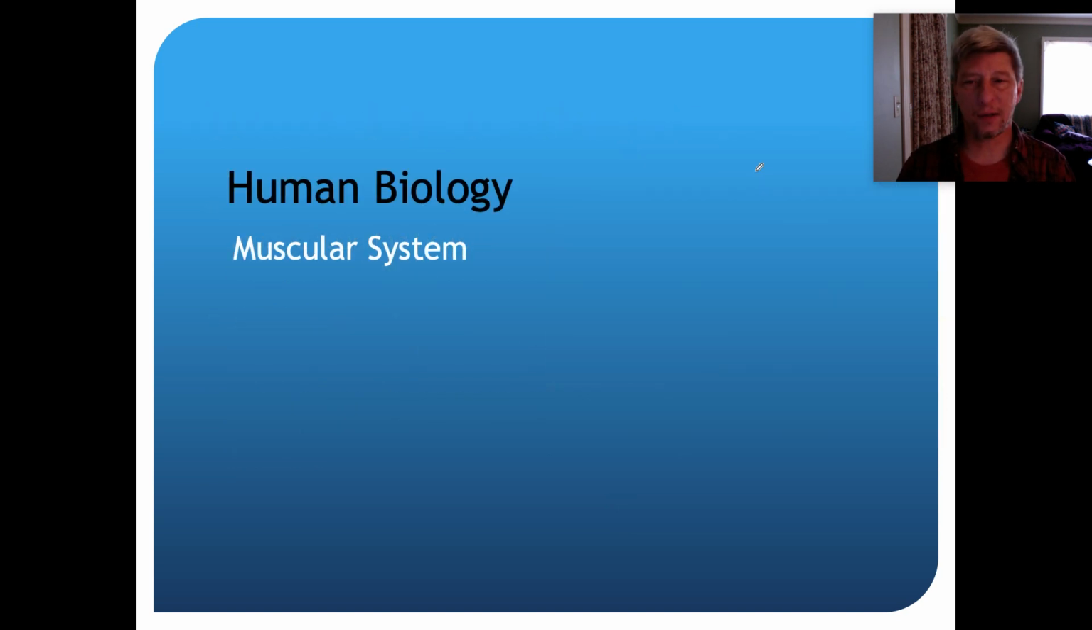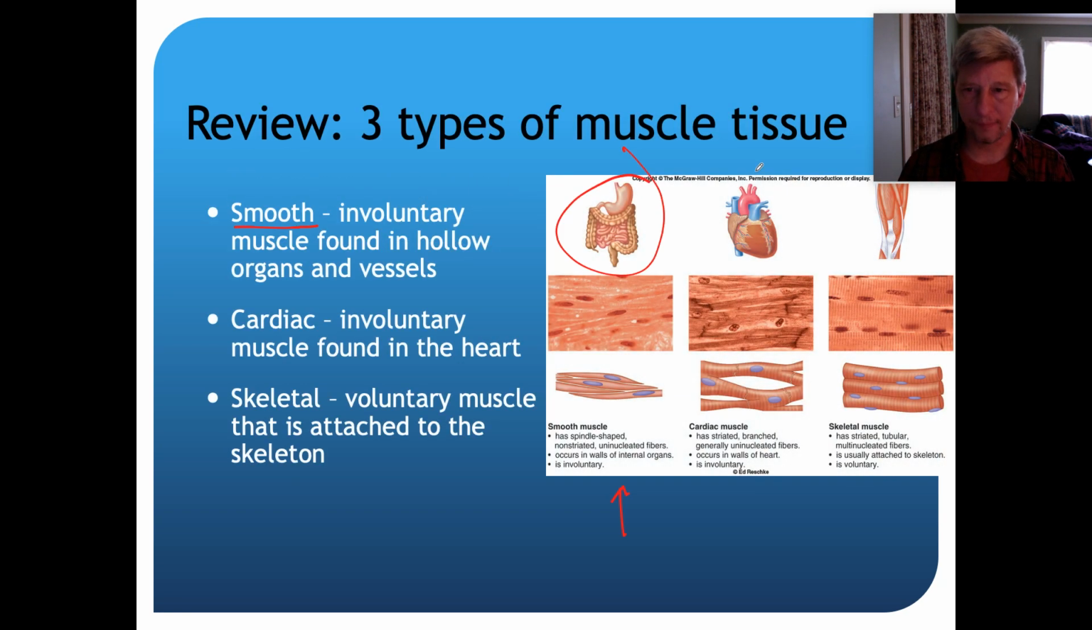Your cardiac muscle is shown here. It's found in the heart, and again, it's involuntary. You don't think about how often your heart muscle contracts. The characteristics of muscle fibers found in the heart are that they are striped. You can see the little stripes in the picture here. They are branched, and again, 1 nucleus per cell. So that's the cardiac muscle that you see here.